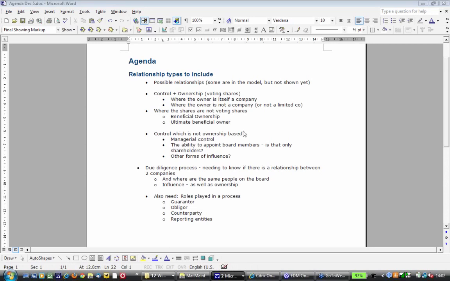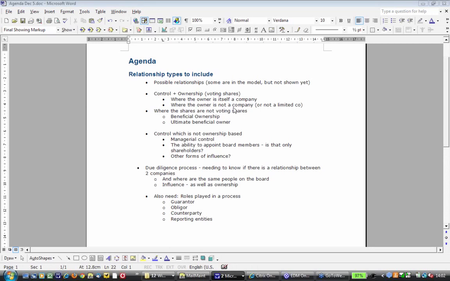I've got the agenda up on the screen based on what we talked about last time. Remember, last time we went through what were the kinds of relationships that we were interested in, and we identified a few interesting ones to think about. Some of them are already in the model. What I've done is I've tidied up a few diagrams showing what's there now, and we can work out what to add, what to change, and so on.